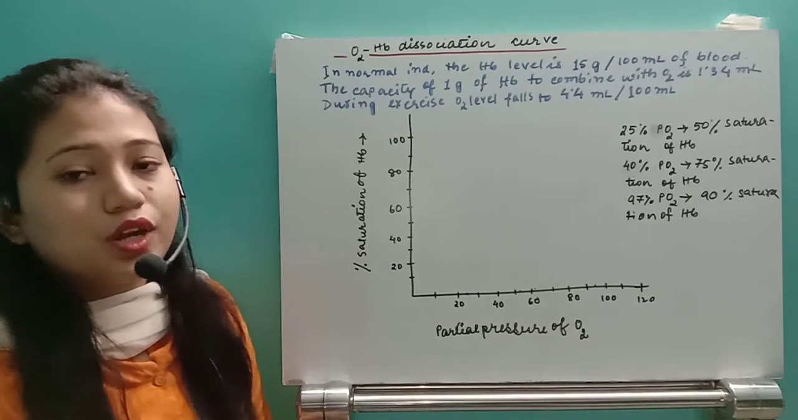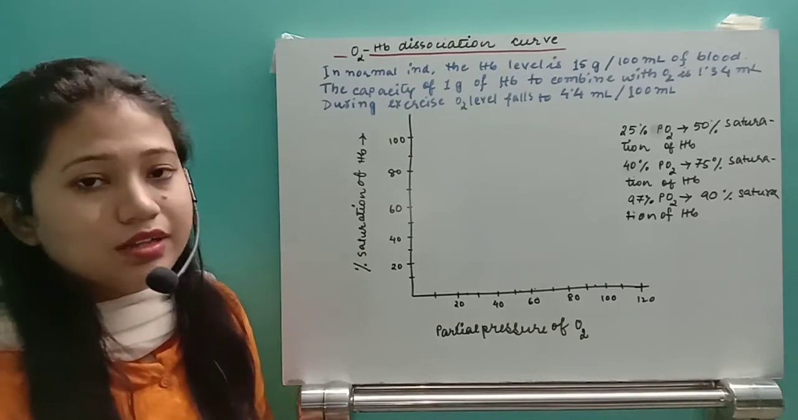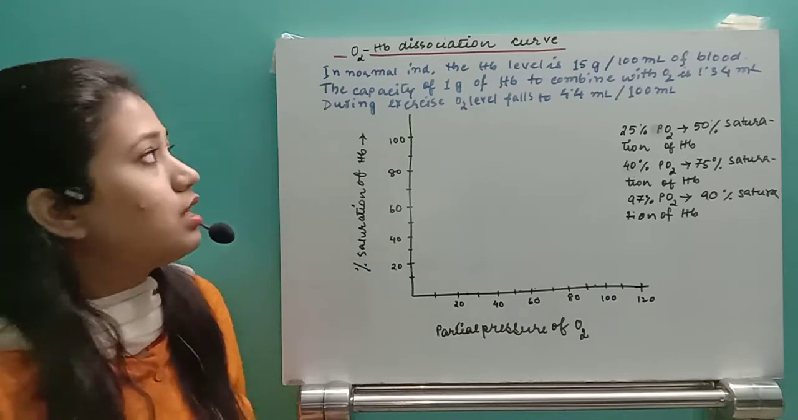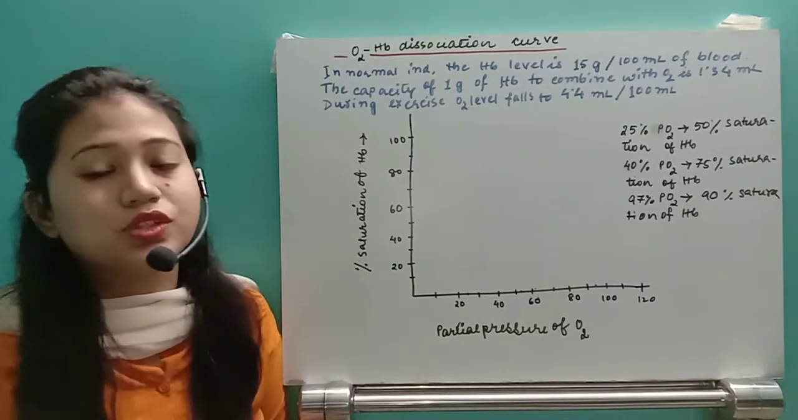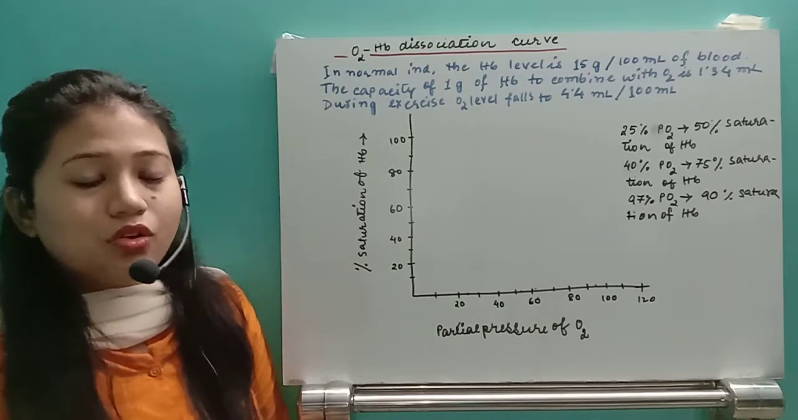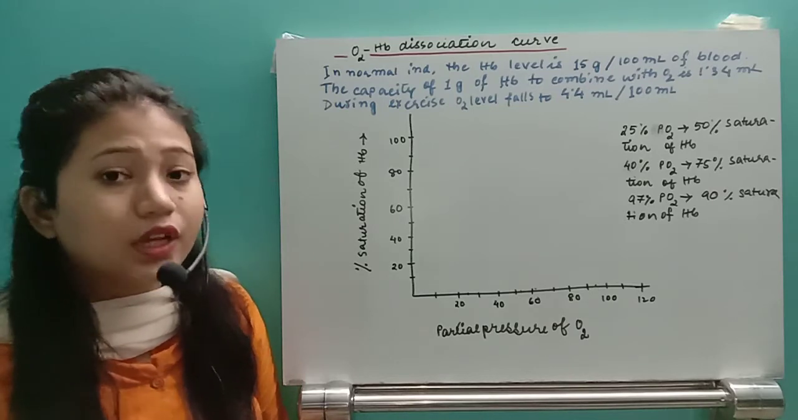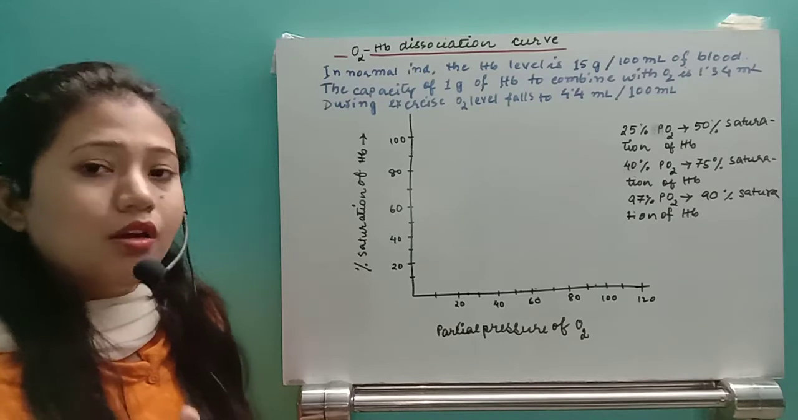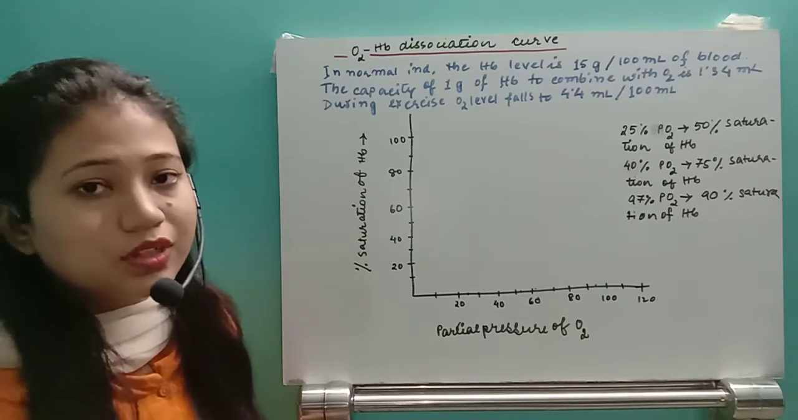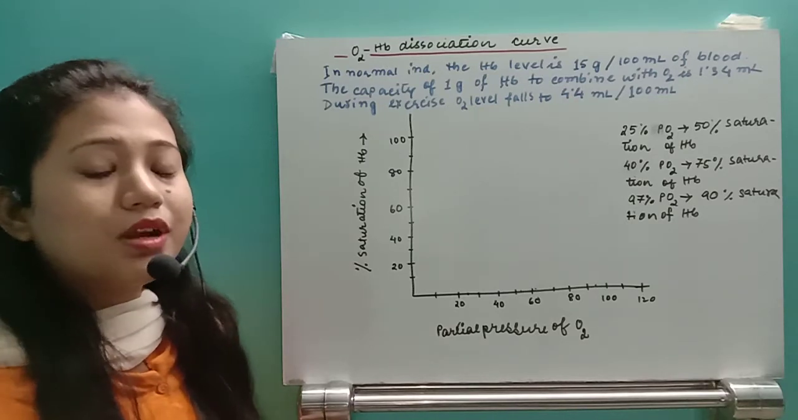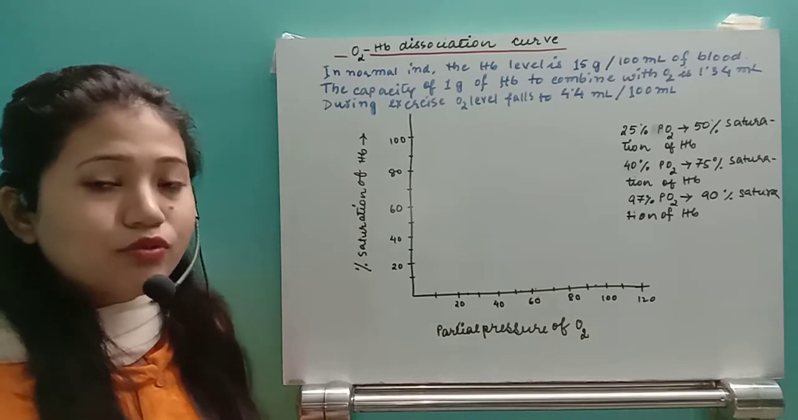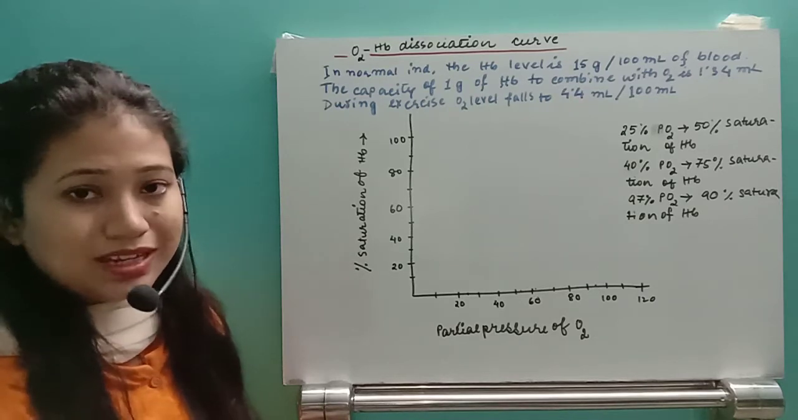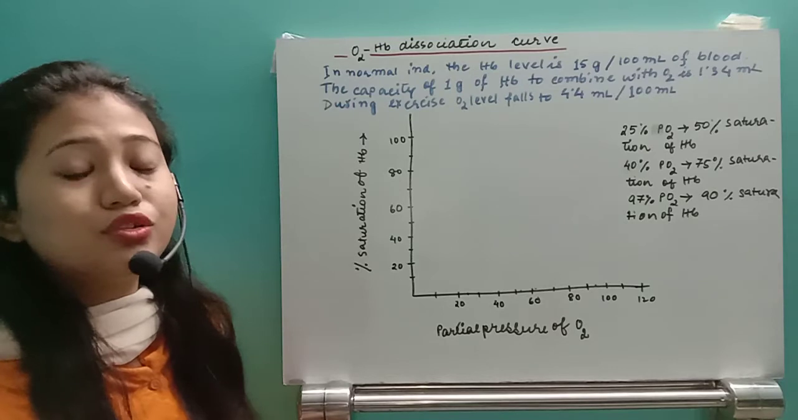Students, today we are going to start with the next part after the transport of the gases, that is the oxygen hemoglobin dissociation curve. So what is that? It indicates that whenever oxygen is transported via the bloodstream to the region of the tissue, then at different partial pressures, the amount of hemoglobin present in the blood will start to get saturated.